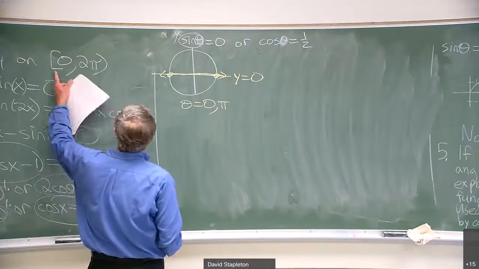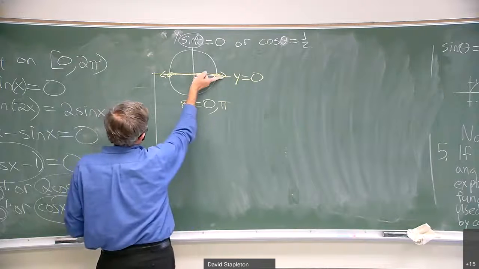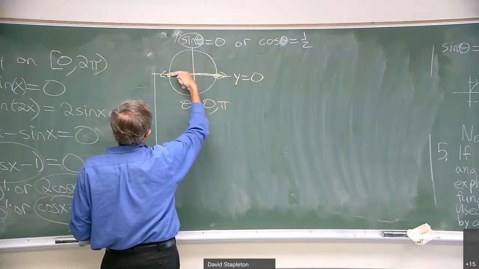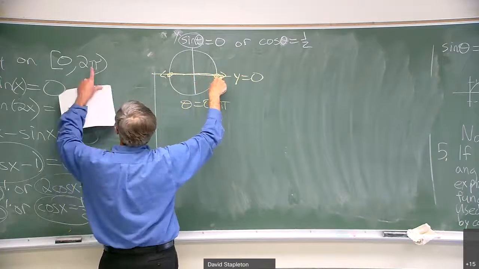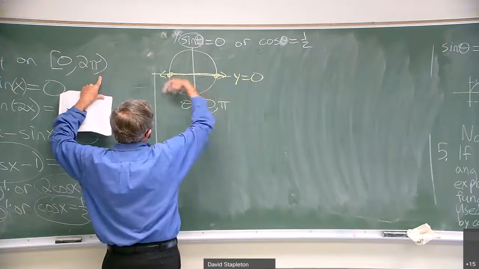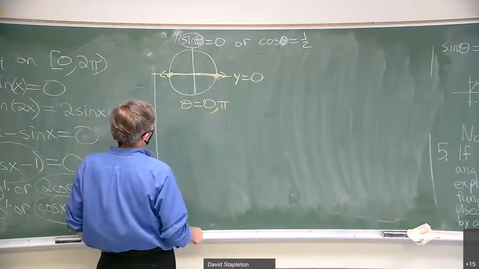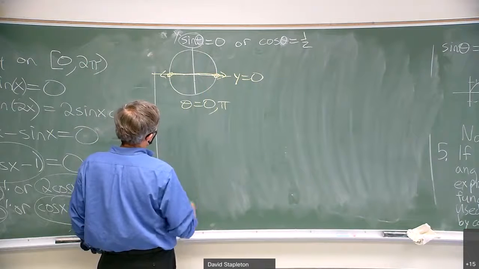And those are the only solutions in the interval 0 to 2 pi, right? I start here, there's one angle. I go around here, there's another one. I keep going, that's it. I get back to 2 pi, but it's the interval 0 to 2 pi, not including 2 pi, so I can't include the one I get back around. So I just have these two solutions, 0 to 2 pi, not including 2 pi.